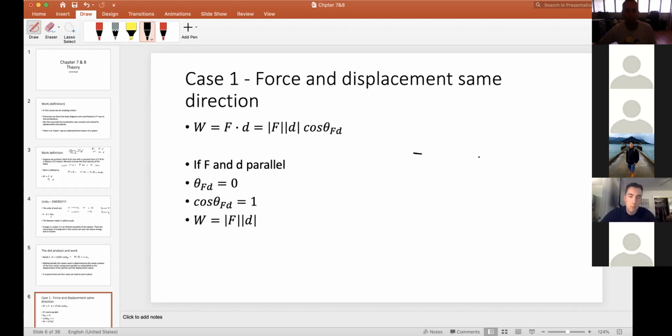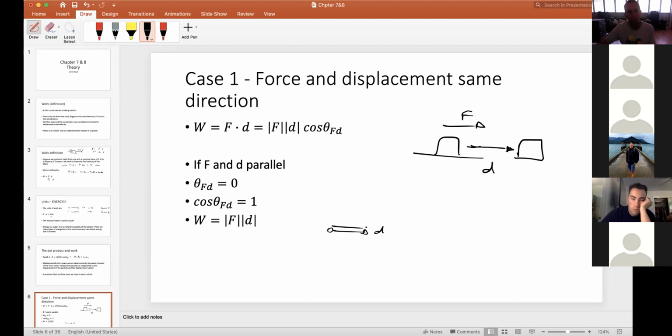So let's say we apply a force while an object moves a distance d. They're in the same direction, right? D is in the same direction as F. Therefore, the angle between F and D, if we draw these as vectors, there is no angle between F and D. Cosine of 0 is 1. This dot product is just F times D.